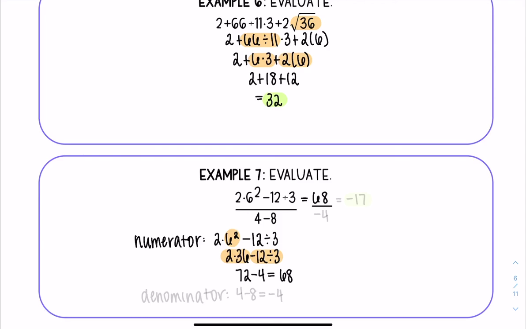The denominator is pretty easy to simplify. We've got 4 minus 8, which is just negative 4. And so now we want to see if we can simplify. 68 divided by negative 4, one positive and one negative is going to give me a negative number, and 68 over 4 is 17. So our final answer is just negative 17.